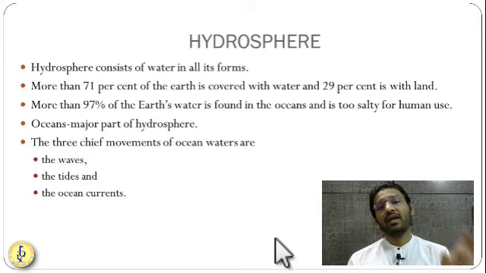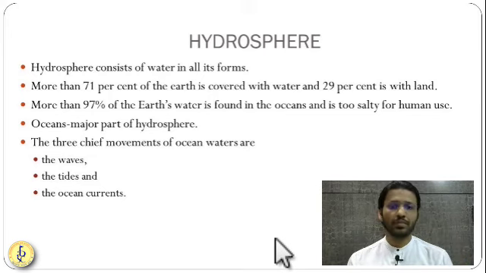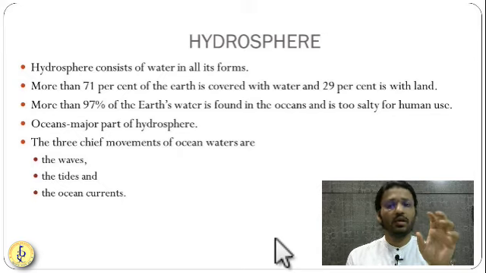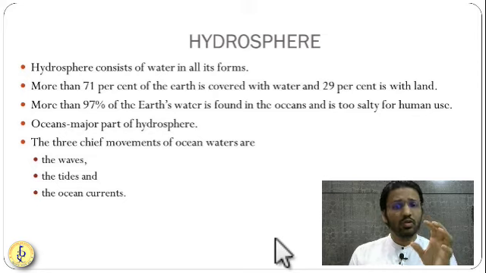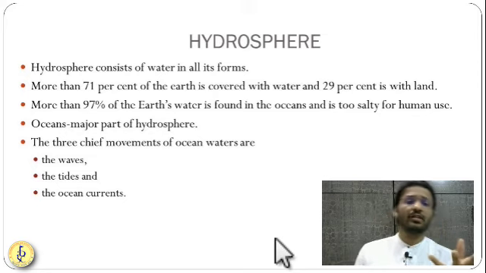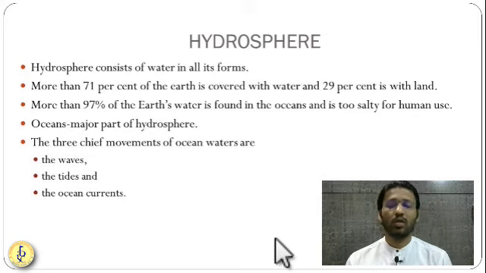But if we see the entire water content of the hydrosphere, 97% of the water is present in the ocean. The 97% water, you can see that only 3% water is only fresh water or drinkable water, and huge water is a salty water that is present in the ocean. So oceanic water is in continuous motion. It is not stagnant water. It is continuous motion. So there are three motions.